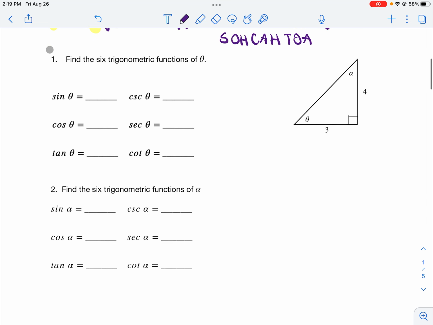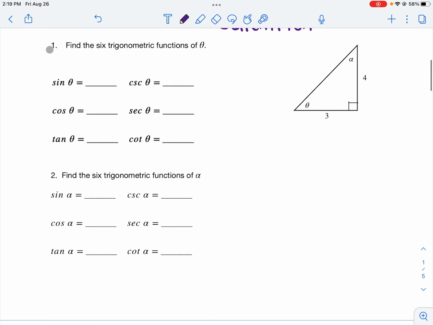So let's see how we can apply this in a problem. Here on this right triangle I drew over here, we are asked to find the sine, cosine, tangent, cosecant, secant, and cotangent of theta. Now, I've only labeled 2 sides, the legs of the triangle. The side opposite angle theta is labeled 4, so that's going to be my opposite side. The leg adjacent to angle theta is my adjacent side, and I labeled it 3. But our hypotenuse, which is opposite the right angle, has not been measured.